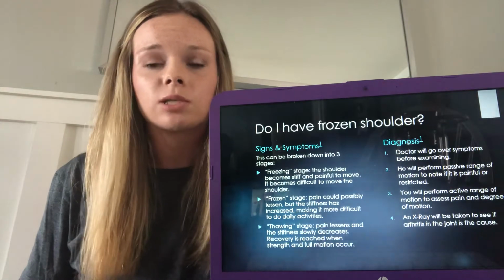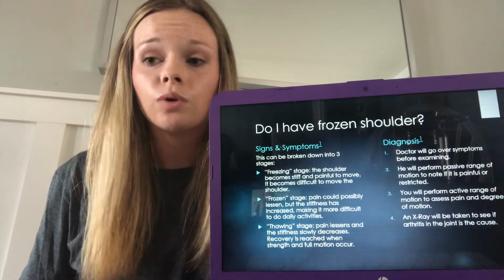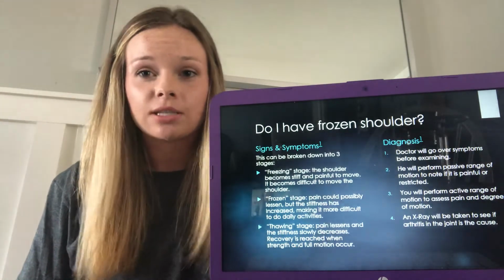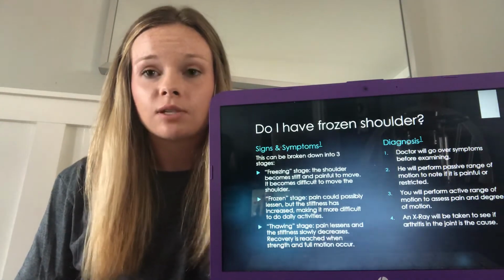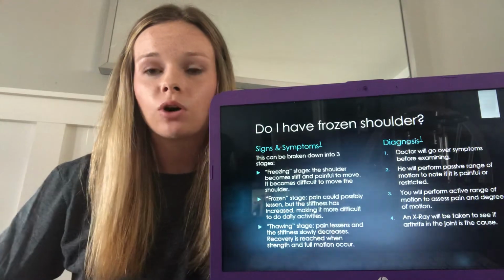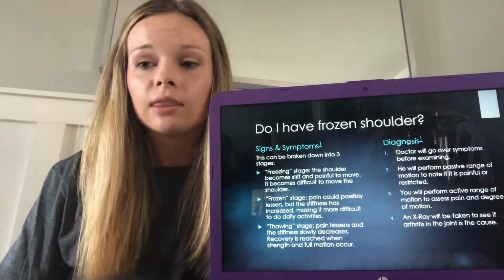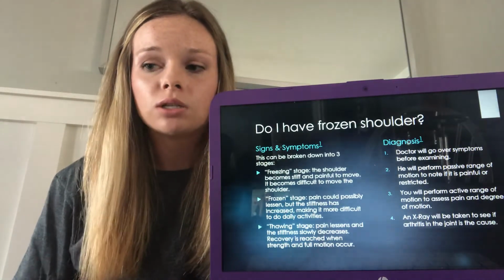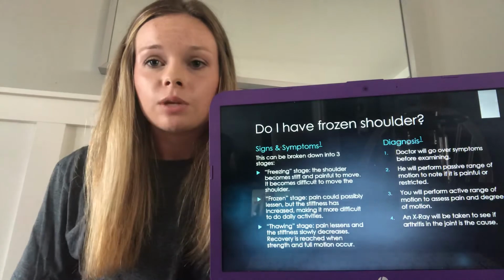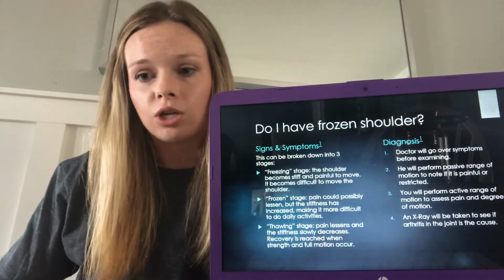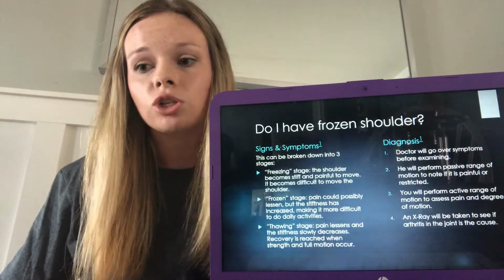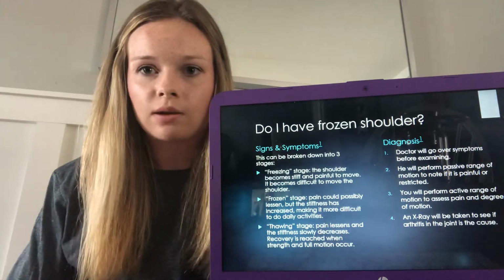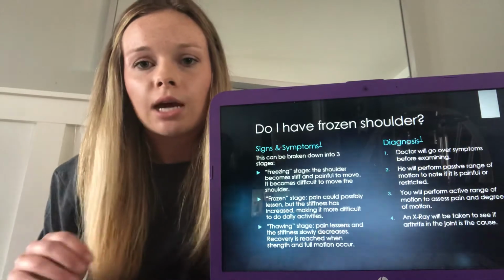The frozen stage lasts between 2 to 6 months, and this is when the pain can slightly decrease. However, the stiffness becomes more and it becomes harder to do daily activities. And the last is the thawing stage, and this can last between 6 months to 2 years. And this is when both the pain and the movement start to increase. Full recovery is reached when there is no more pain and most, if not all, movement is back in the shoulder joint.